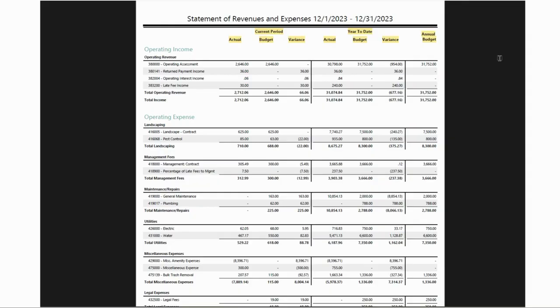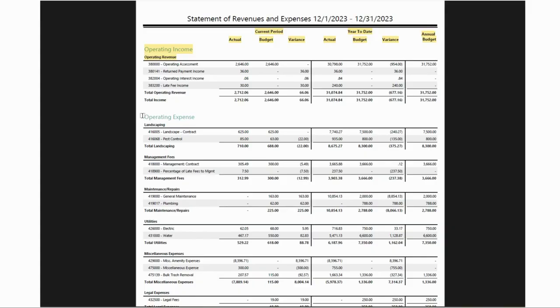GLs are divided into categories. In this example, the only category within the operating income section is operating revenue. This can include assessments, return payment income, operating interest, and late fee income. There are many different types of operating revenue that may appear in this section.